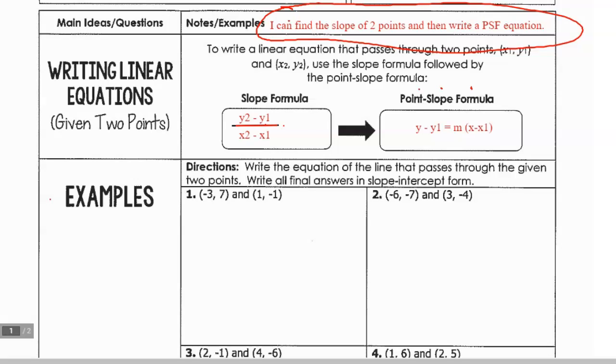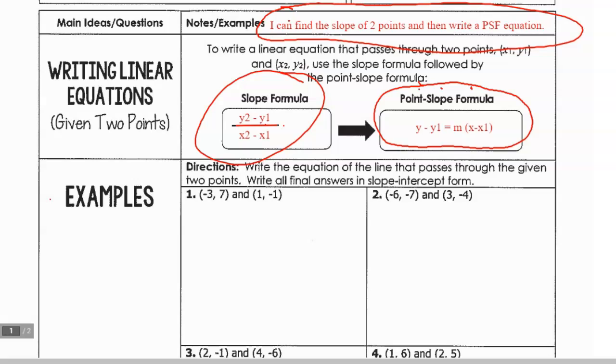And then we have our slope formula, which is a review. y2 minus y1 divided by x2 minus x1. And then we have our point slope formula. Also review. y minus y1 equals our slope times the quantity x minus x1.